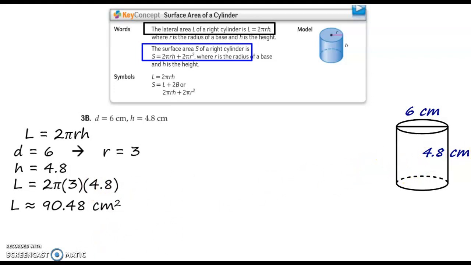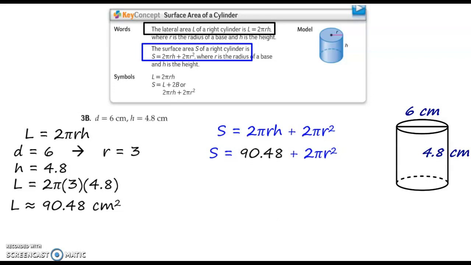For the total surface area, we're going to write the formula again: 2 pi rh plus 2 pi r squared. This time, I've already found the lateral surface area, and if you remember, the first part of this equation is the lateral surface area plus the area of the two bases. So I'm just going to cheat, take that value, and substitute it in.